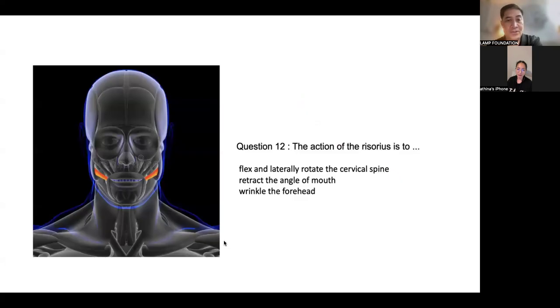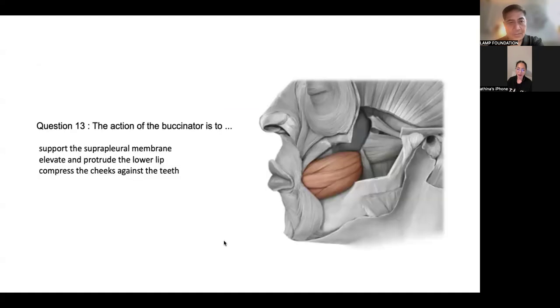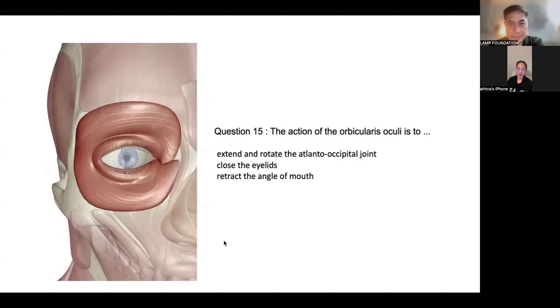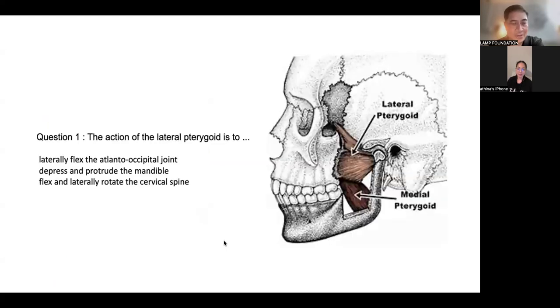Action of the risorius. To retract the angle of the mouth. Action of the buccinator. It compresses cheeks against the teeth. Action of the corrugator supercilii. It wrinkles the forehead. Action of the orbicularis oculi. It closes the eyelids. Action of the lateral pterygoid. It depresses and protrudes the mandible.